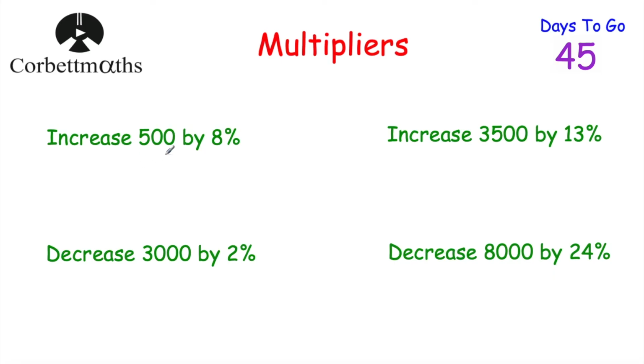We're going to increase £500 by 8%. We're going to increase 3,500 by 13%. We're going to decrease 3,000 by 2%. And we're going to decrease 8,000 by 24%.